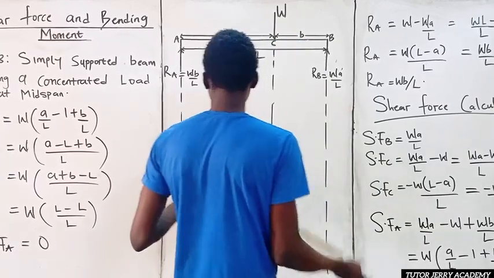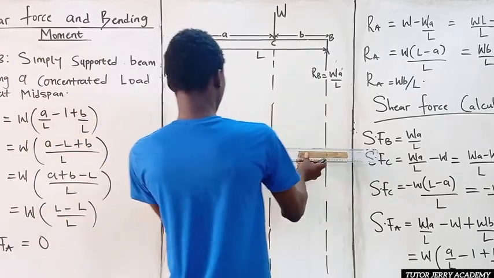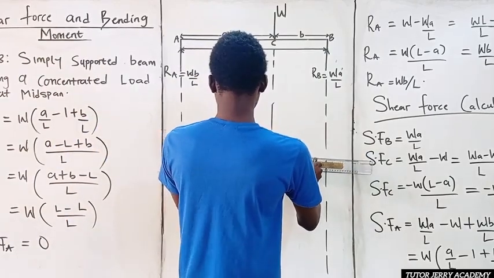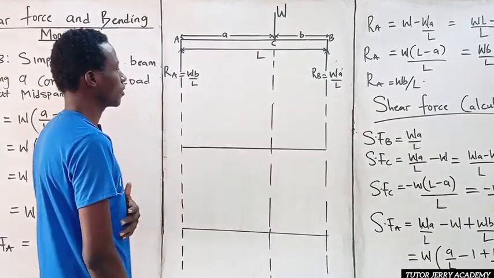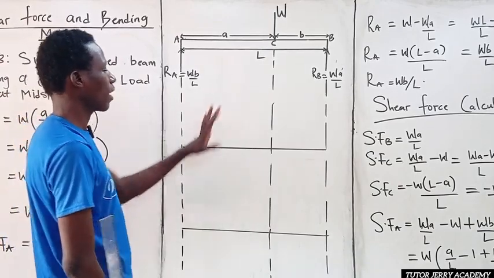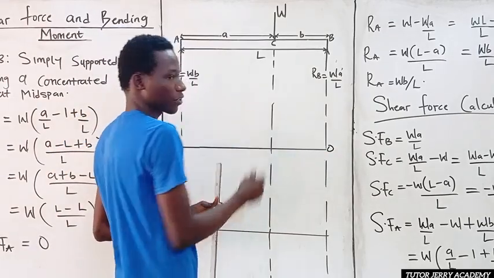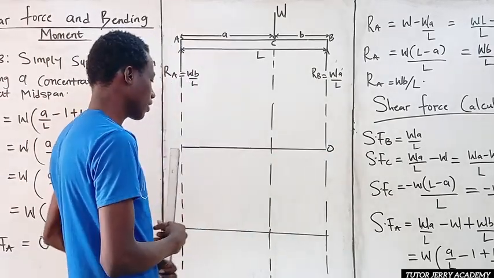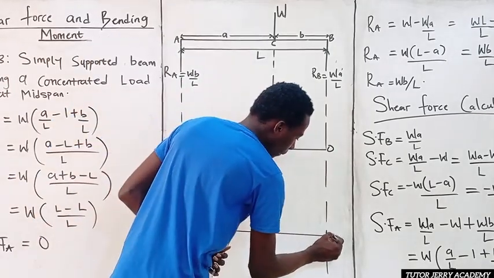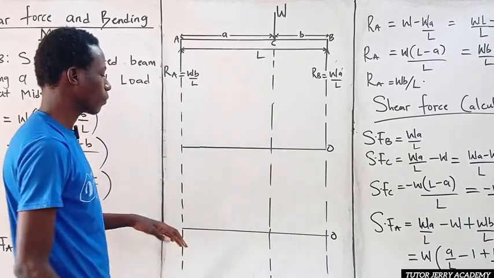So I'll draw my reference line for the shear force. So this is what we have. I've just drawn my line. This is my reference line for my shear force. Anything above is positive, anything below it is negative. This is my reference line for the bending moment diagram.